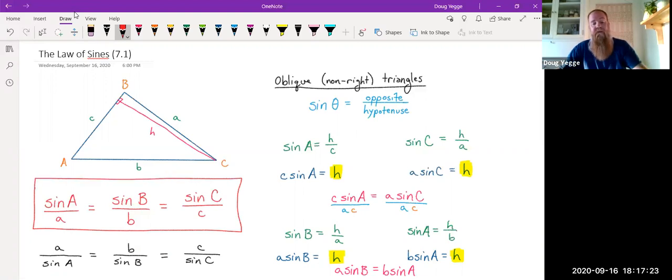And part of the beauty of this formula also is that it doesn't require us to know what the height of the triangle is. The height was simply there so that we were able to derive this formula. So let's solve a couple of triangles using the law of sines.